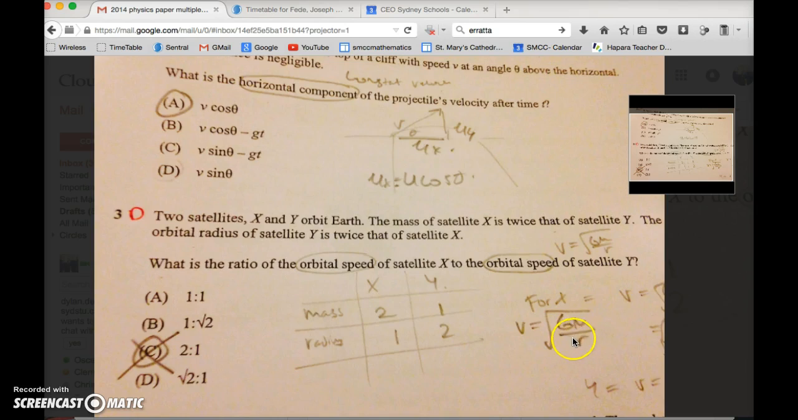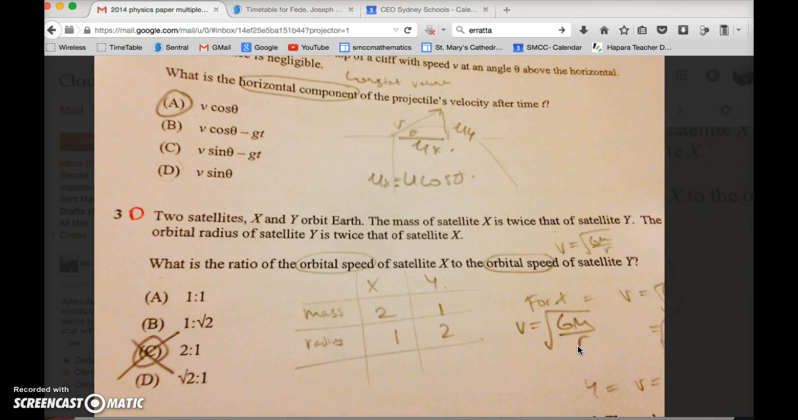Now let's look at the R. The R's on the bottom here, okay? Now this is right. The radius of X is 1, okay? So that means the V is proportional to GM on 1. But you can think of it like as GM being a constant K or being 1. So that's 1 on 1, okay?